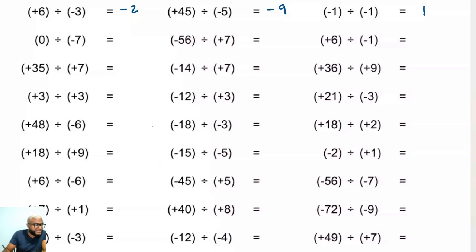We cooking, Francis. 0. 0. Excellent. Negative 8. Excellent. Negative 6. Beautiful. Let's go. Next one. 1.